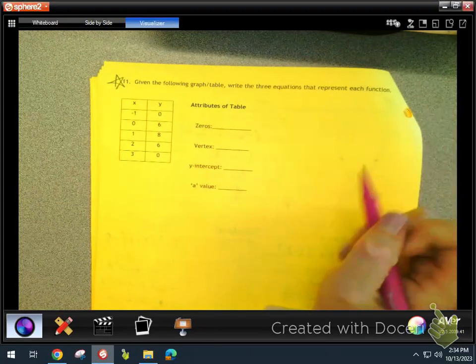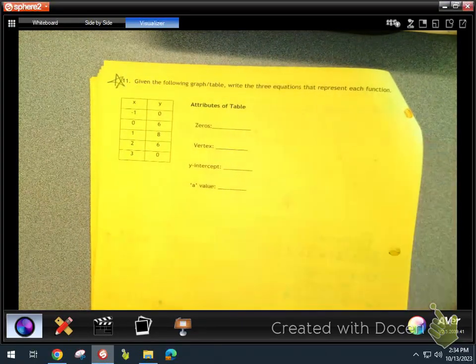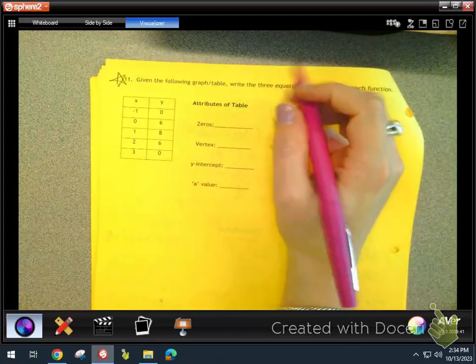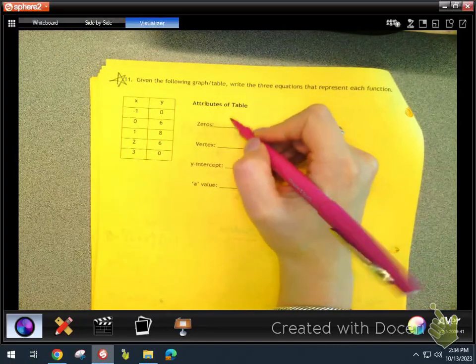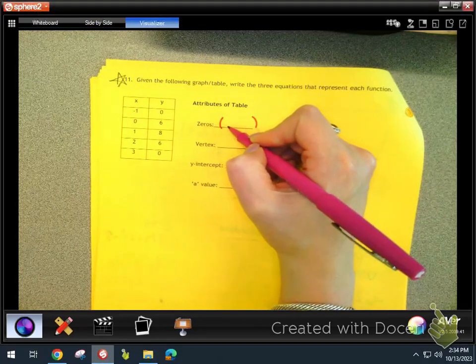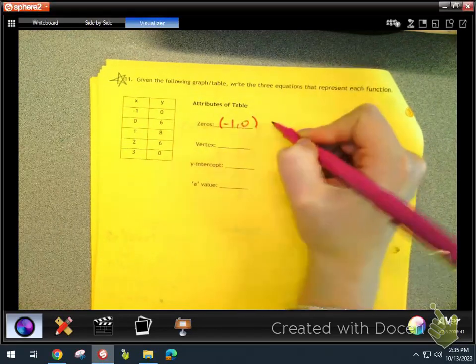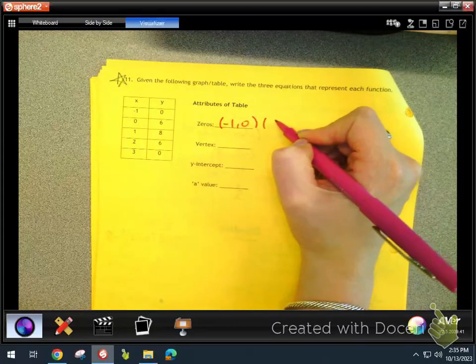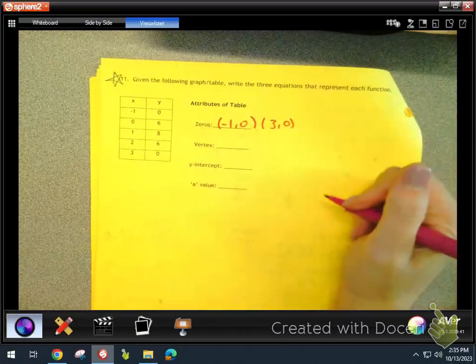On the next page, I want you to do this one on your own. You have a table, okay? List those attributes from the table real quick, and then you can do the rest. I need to make sure you can find those attributes on the table. Where's the zeros? -1, 0, and 3, 0.